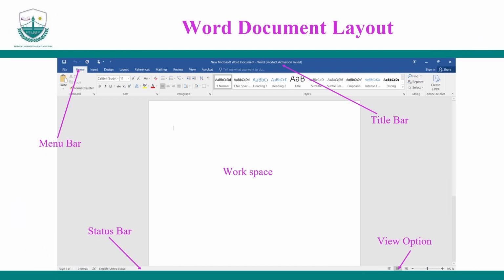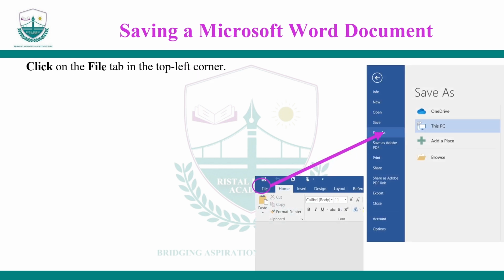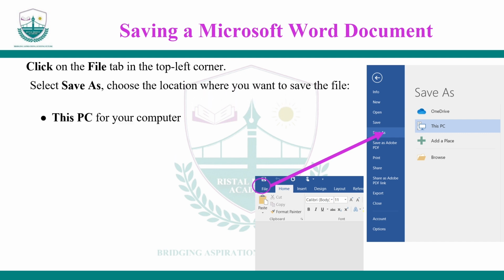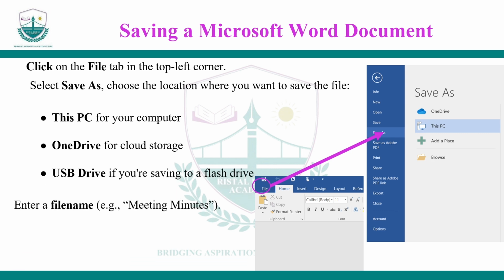So let's look into the steps for saving a Microsoft Word document. To save your document, click File, Save As, and choose a location. You can choose to save your work onto This PC for local saving, OneDrive for cloud storage, or a USB drive for external storage. Then enter a file name like meeting minutes and choose a format, usually .docx. Click Save. Proper file saving ensures your work is safe, retrievable, and shareable.